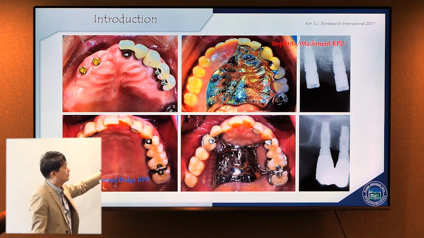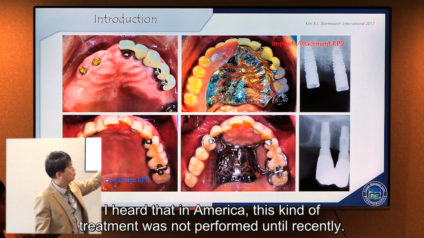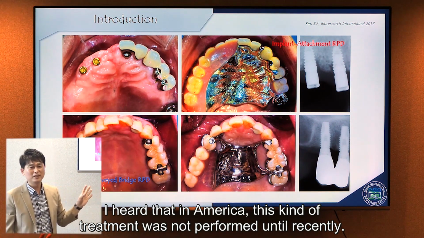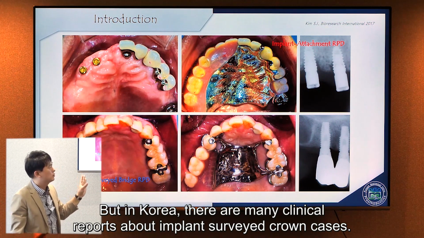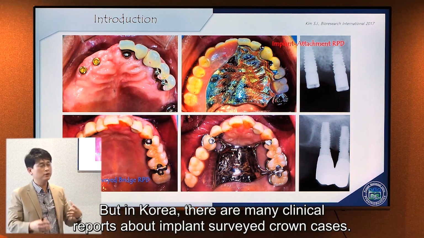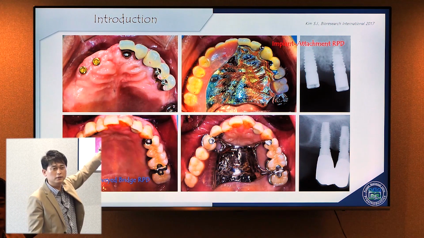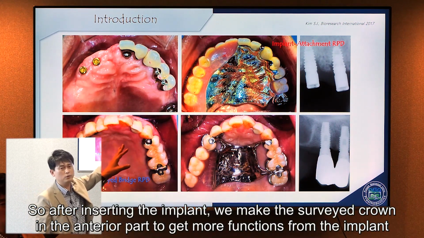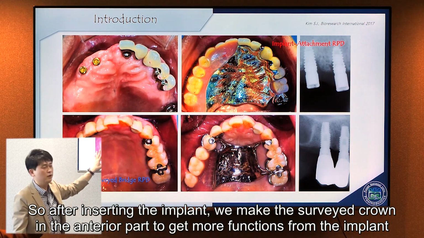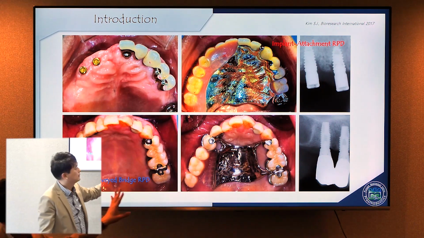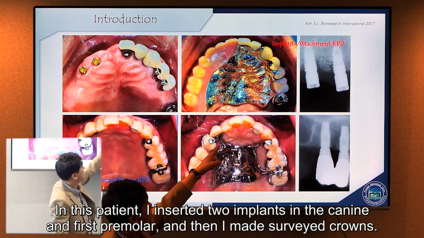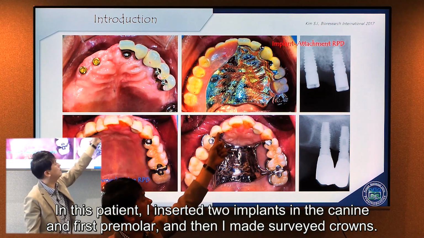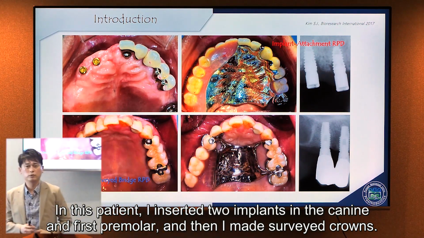And I've heard that in America, this kind of treatment was not performed until now. But in Korea, there are so many clinical reports about the implant surveyed crown case. After inserting the implant, we make the surveyed crown in the anterior part to get more functions from the implant. So in this patient, I inserted 2 implants in the canine and first premolar and I made the surveyed crown.